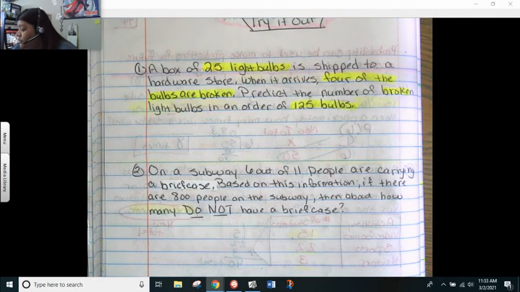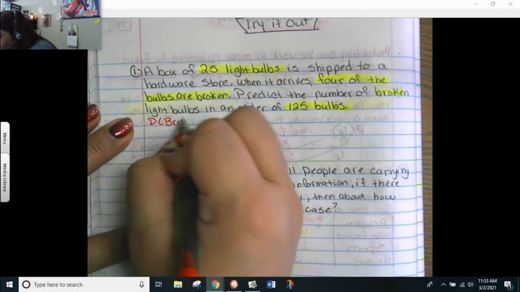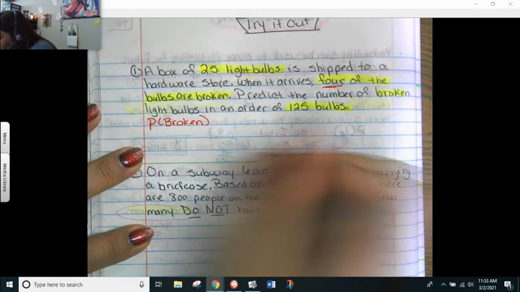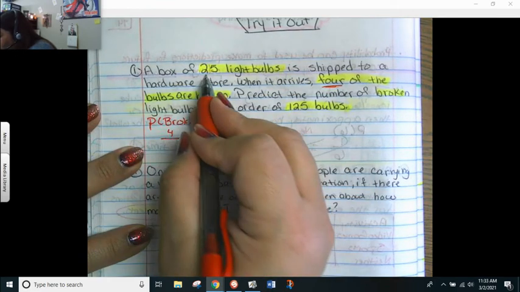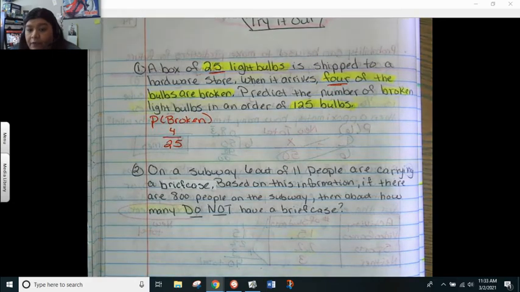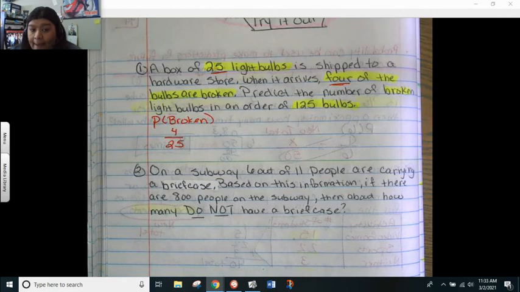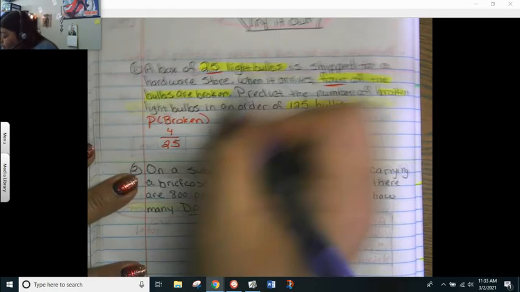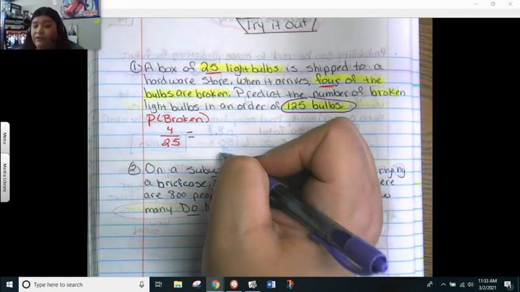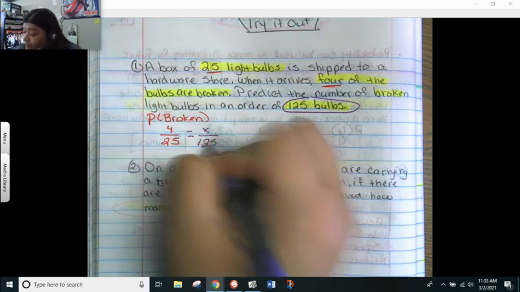Okay, so you should have found the probability of broken bulbs. And that is 4 of the bulbs are broken out of a total of 25. Okay, 4 out of 25 are broken. That is my initial probability. But now we're changing it. My new total is 125. Well, if 4 of the 25 are broken, how many are broken out of 125?